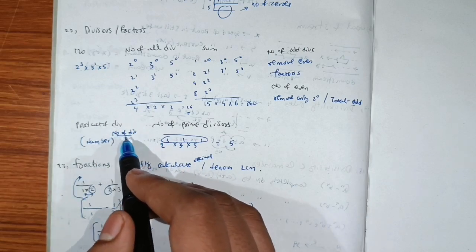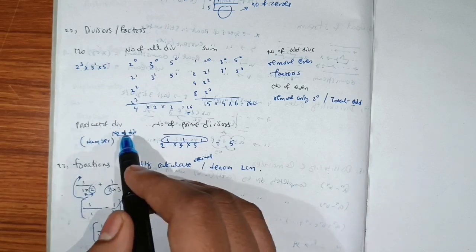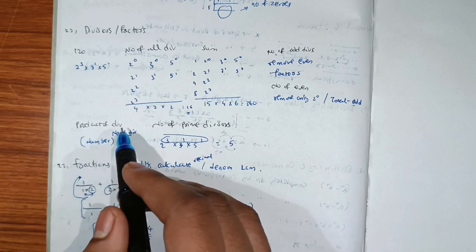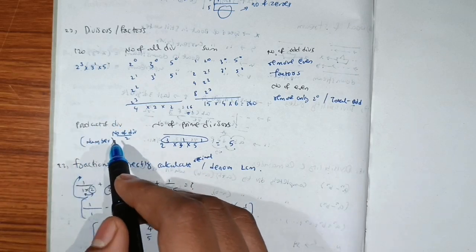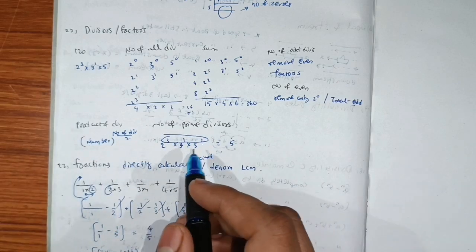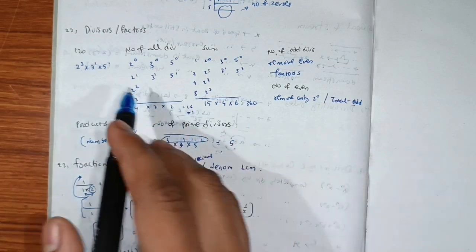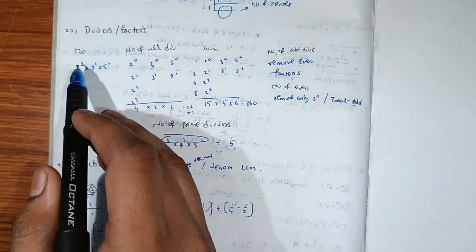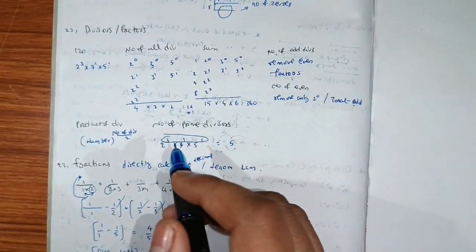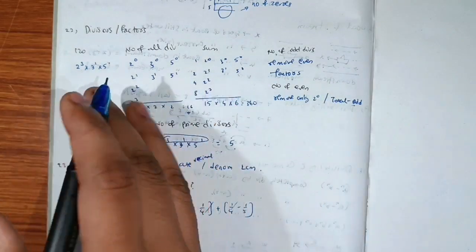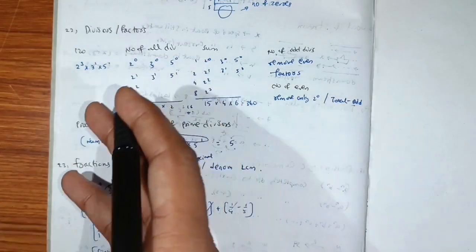For the product, you need to take the number to the power of the number of divisors by 2. If you take the number to the power of the number of divisors by 2, you will get the product of the divisors. To find the number of prime divisors, you need to add all these powers, and you will get the number of prime divisors. So this is all about the tricks regarding the divisors or factors topic.